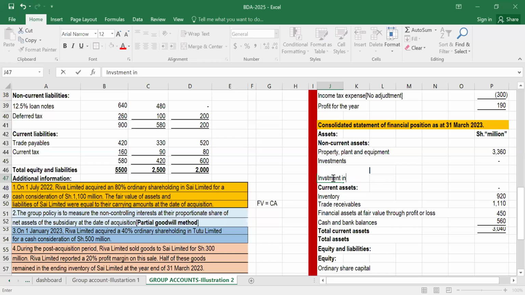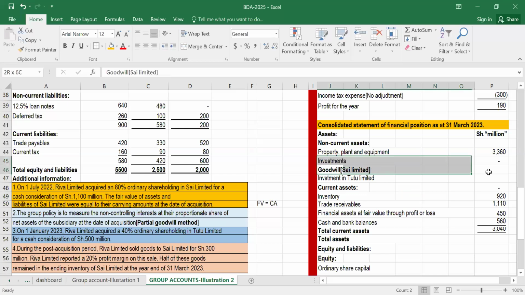Investment in II Limited. Investment in II Limited. And actually, we also recognize it here. So I think we will compute this as the last. Let's have this as our last working.